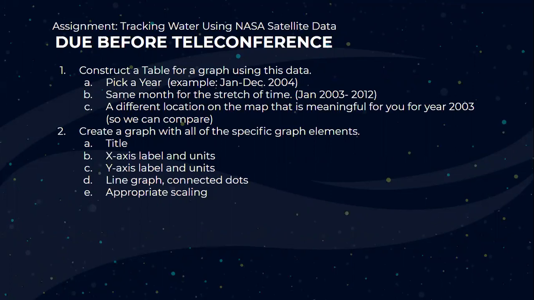And then number 2, you're going to create a graph that corresponds to the data table. All that information in the data table is going to be represented in a visual graphical format. And you need to have those specific graph elements that I've been showing you when I modeled mine. You need to have a title.